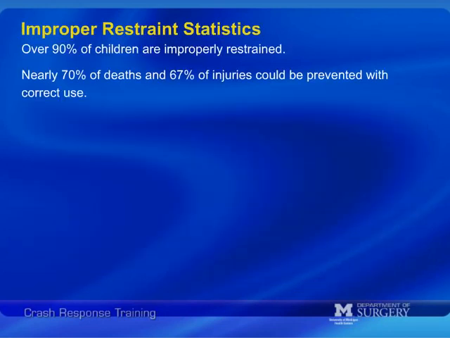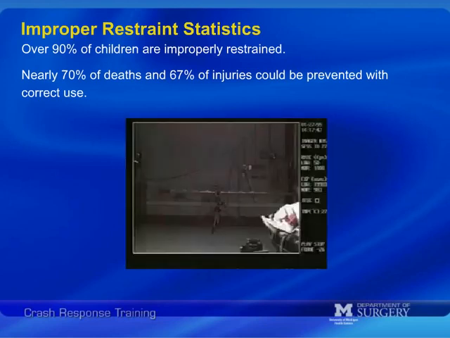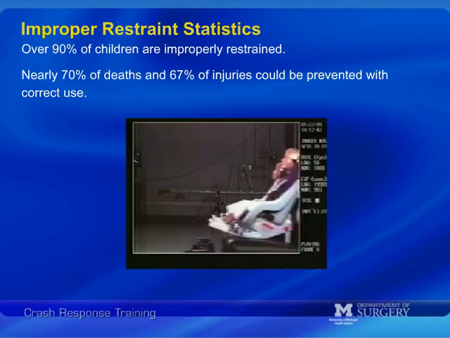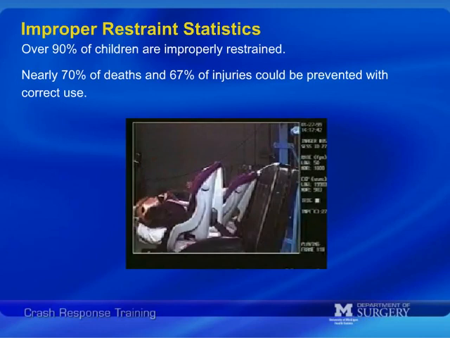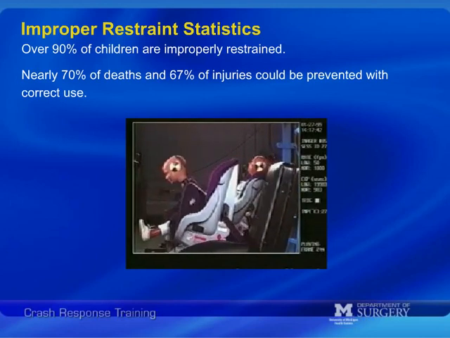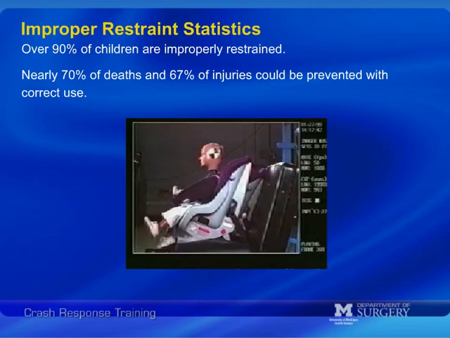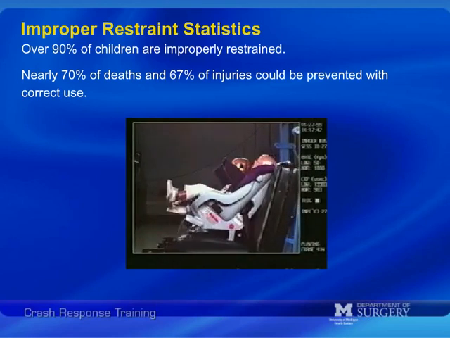Now, it's very important to keep in mind that over 90% of children are actually improperly restrained in crashes. There have been many studies which have clearly documented this. And what we know is that nearly 70% of deaths and 67% of injuries could be prevented with the correct use of child restraints.